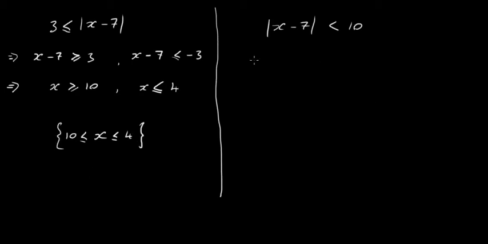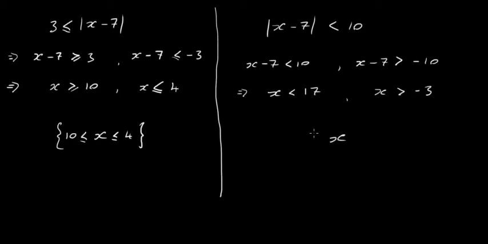On this side here I do the same thing again. I have an x minus 7. I'm just going to write down less than 10 here, and then I'm going to write down x minus 7 greater than minus 10. So again, just solve this, add 7 to both sides, you get x is less than 17, and over here, add 7, x is greater than minus 3. So our solution on this side is x is greater than minus 3 and x is less than 17.